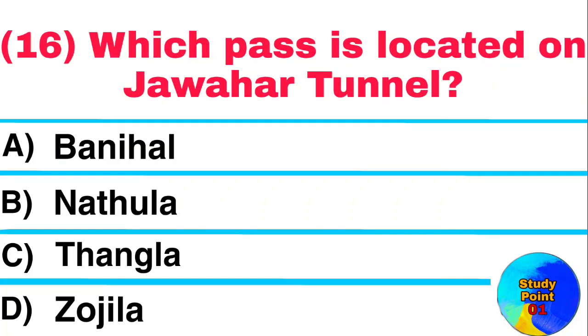Question. Which pass is located on Jawahar Tunnel? A. Banihal. B. Nathula. C. Thangla. D. Zojila. Answer. Banihal.